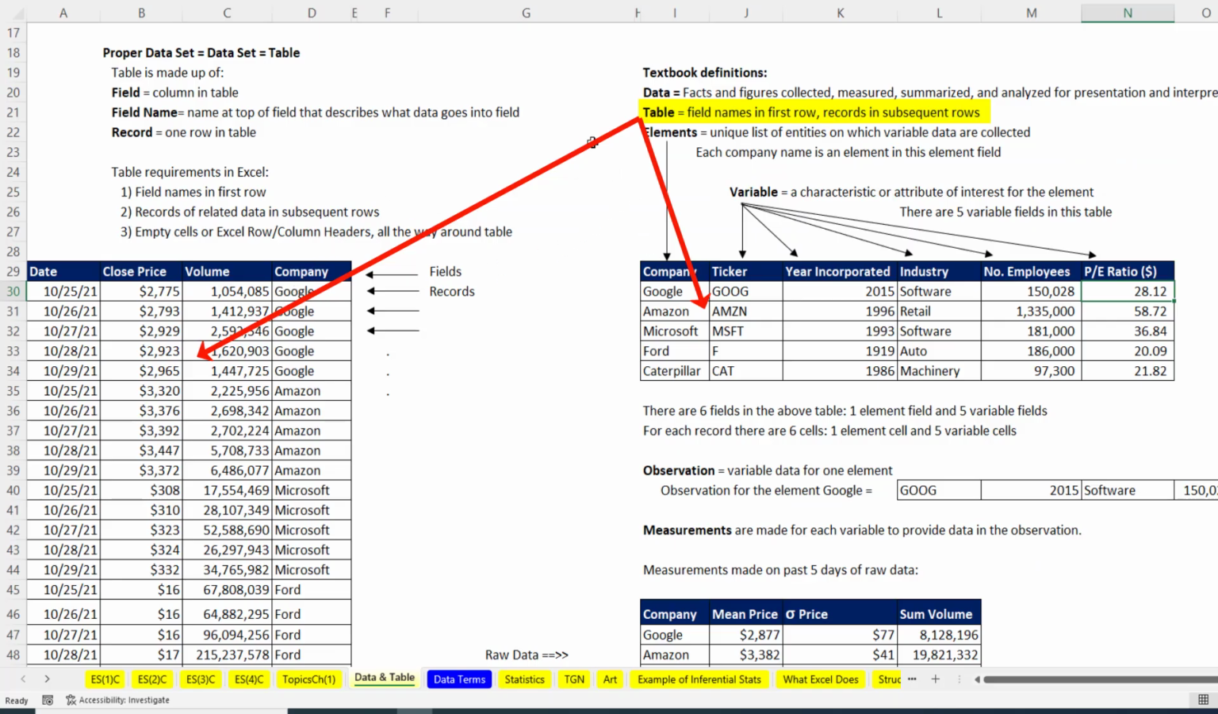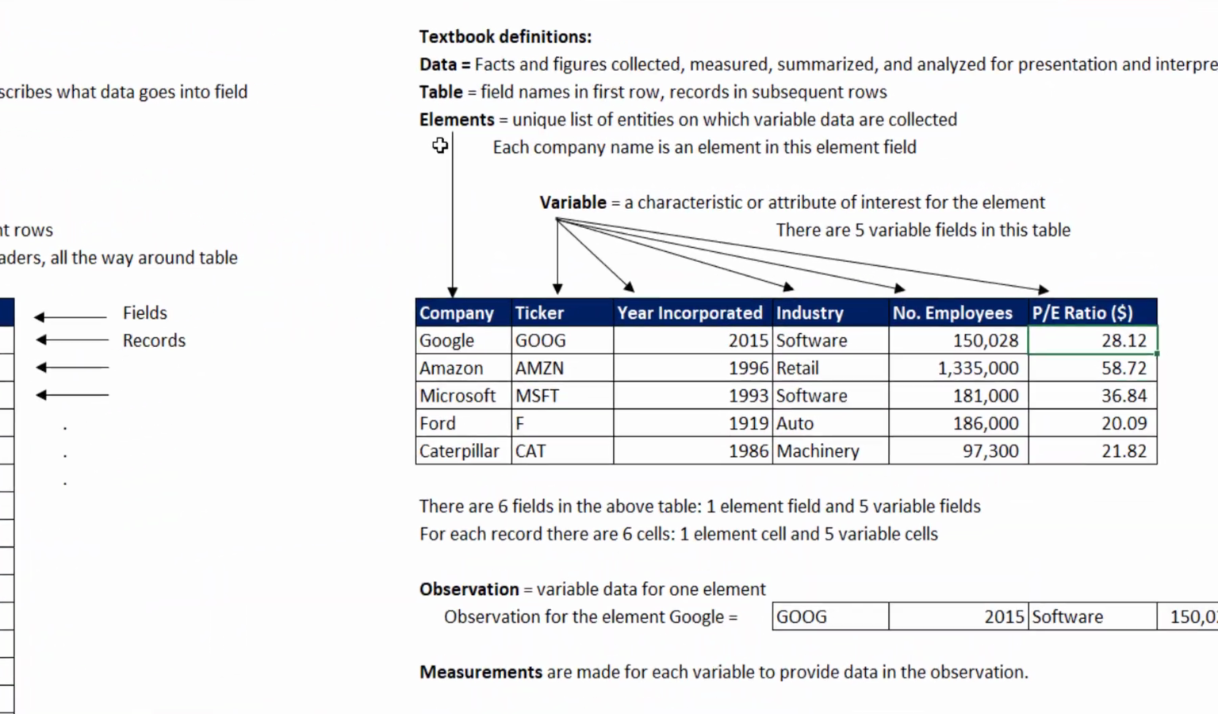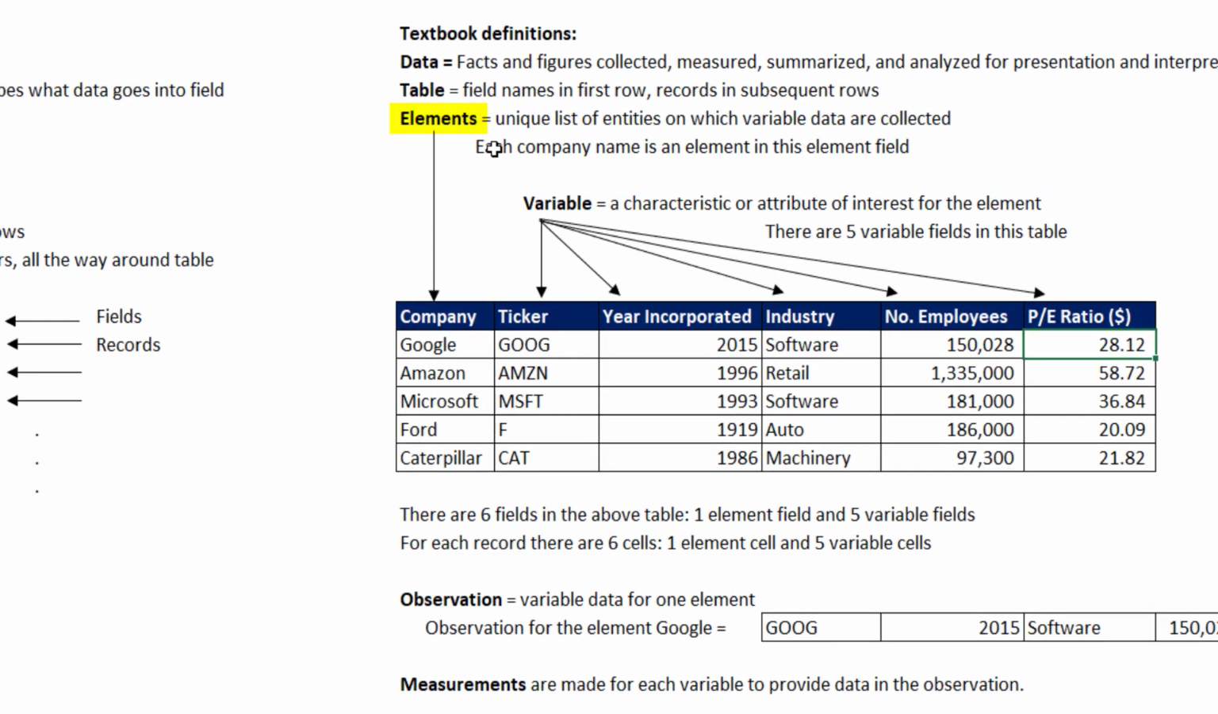This is a particular type of table where there are elements in the first column, and elements are a unique list of entities on which variable data are collected. Now, each company name is an element in this element field. A variable is defined as a characteristic or attribute of interest for the element. There are 5 variable fields in this table: ticker, year incorporated, industry, number of employees, and PE ratio.